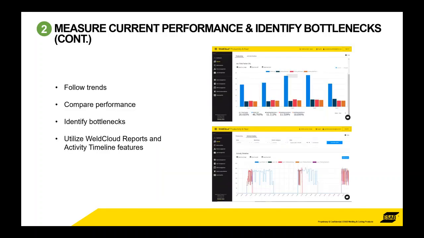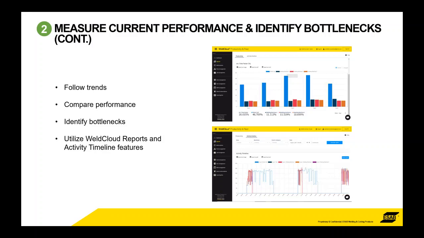So what do you do? As we were on the second step here, to measure the current performance and identify bottlenecks. If you don't have connected systems, of course you can do this manually, but then that effort becomes quite big. If you have a system connected to a system like WeldCloud, you can track and follow trends. You can compare performance between sites, shifts, welding stations, and so forth.